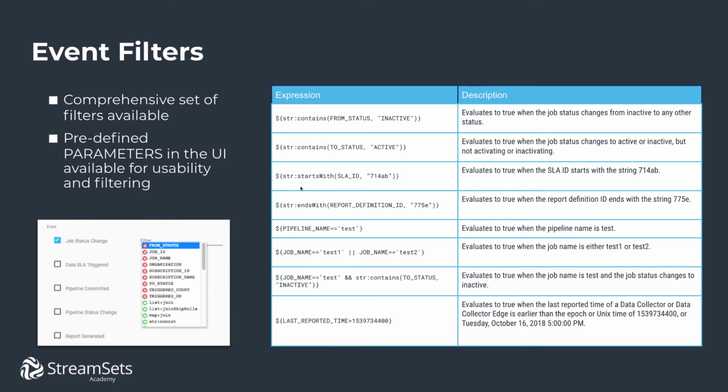Talking about event filters, we need to know that a comprehensive set of filters is available. You can filter specific events using expression language. Suppose that an event that you want to filter is job status change, and you want to only filter the events with the status containing inactive. We can see different examples of filtering down to specific event types. It may be a specific job name, or a specific pipeline that has been committed. When you subscribe to pipeline events, you can subscribe only to specific ones. You can also push predefined parameters in the UI available for usability and filtering. On the whole, filters can be parameterized.